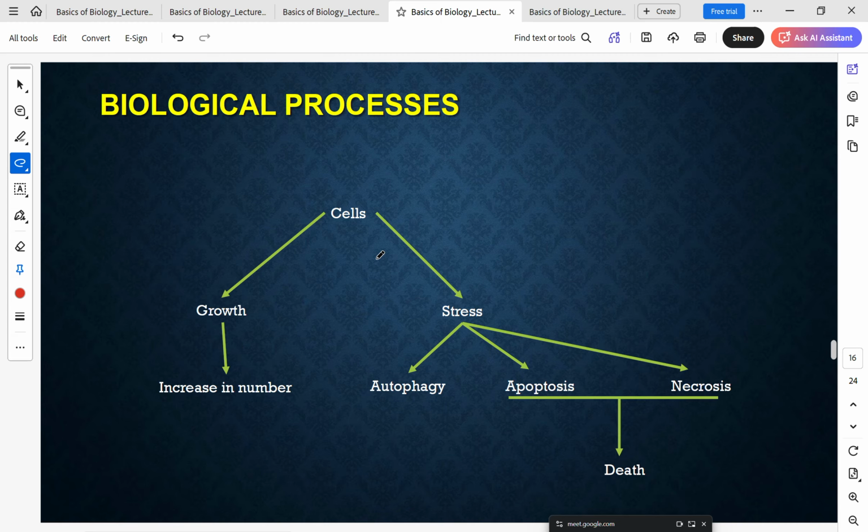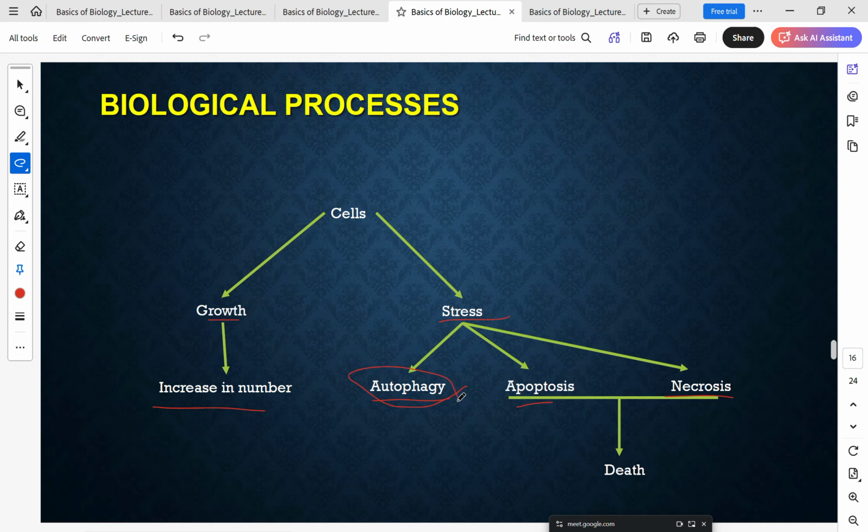Okay. So the cells that are present in a given system can be either growing very happily, or they can be stressed, like in a human. If they are growing, there is an increase in number. If they are stressed, they can either repair the stress and go into growth phase. If they are too stressed, then they either go into autophagy, apoptosis, or necrosis.